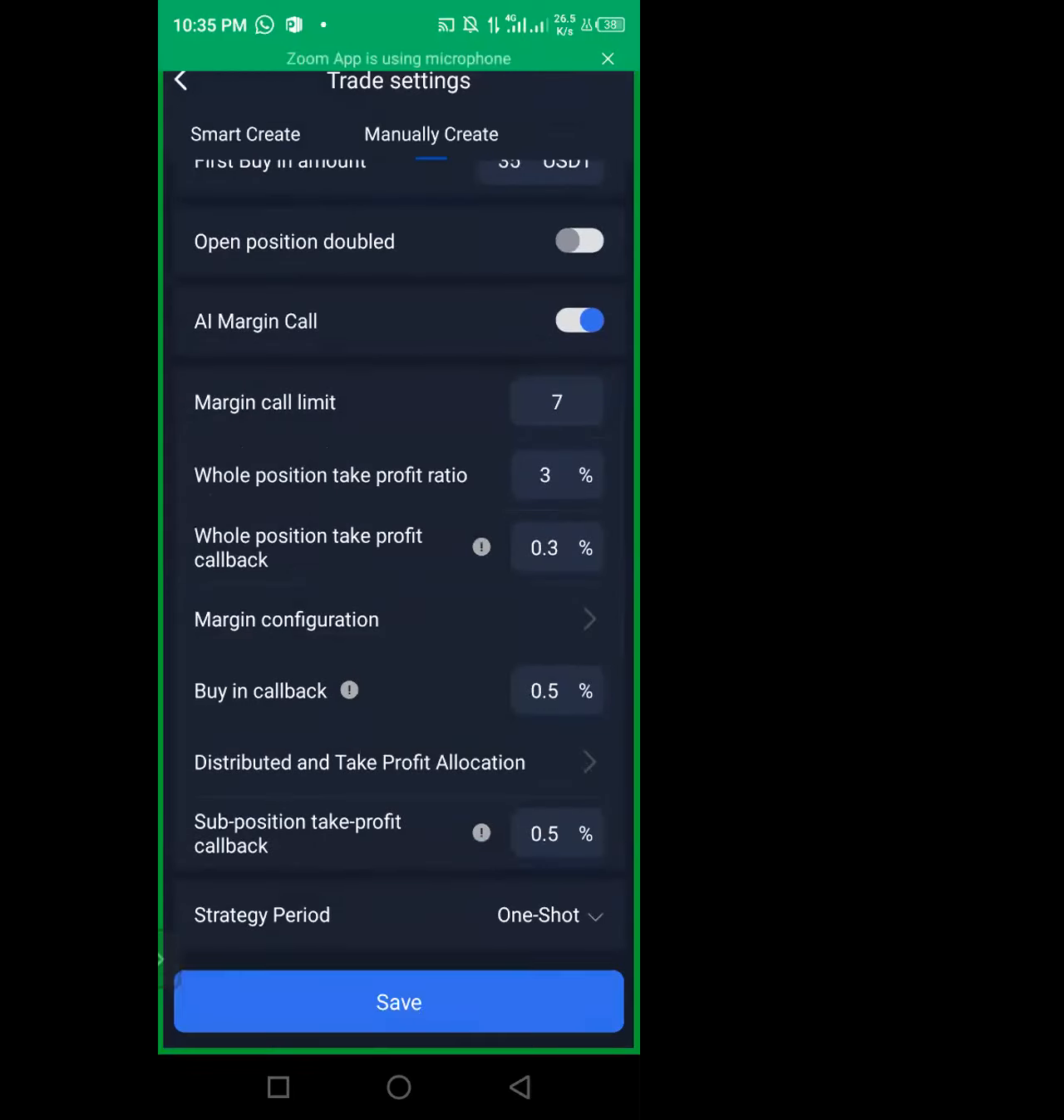Then the supposition take profit callback works the way the callbacks work. I've explained the callback, so it's the same way the callback for these sub margin calls will work. So thank you.